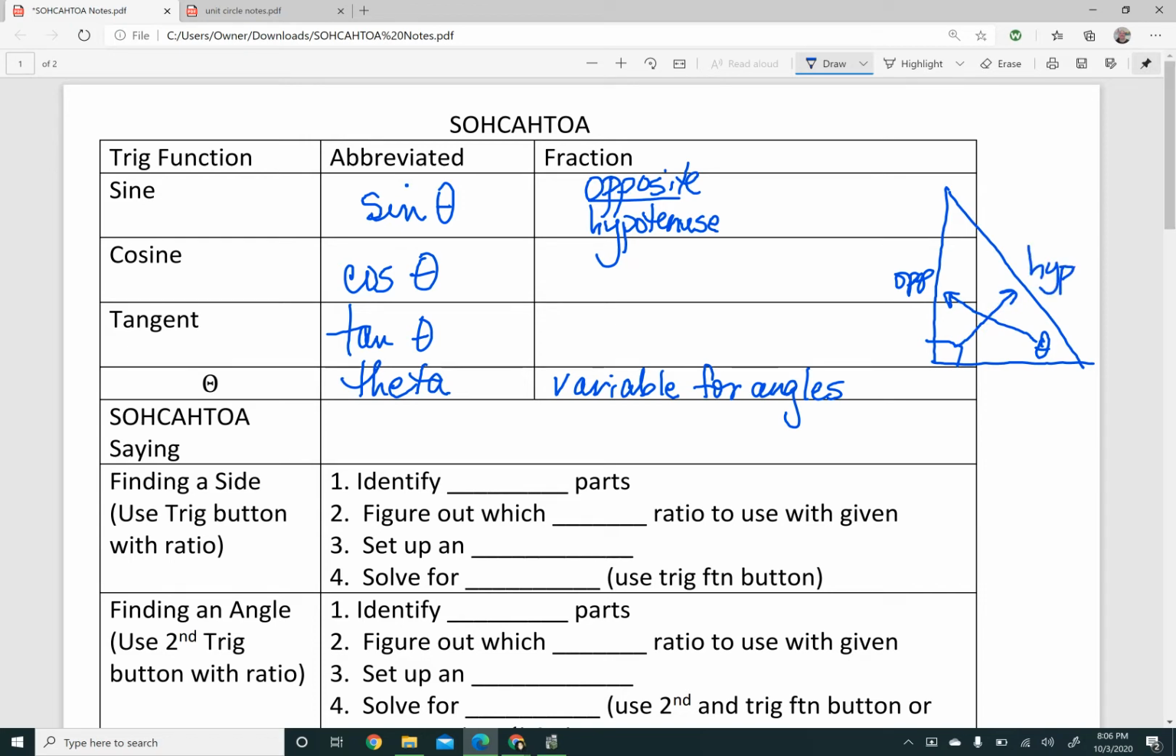The cosine is adjacent over hypotenuse. And adjacent means next to. So next to theta here would be the adjacent side. And then tangent would be opposite over adjacent. And you'll often see me write these as O over H, A over H, or O over A.